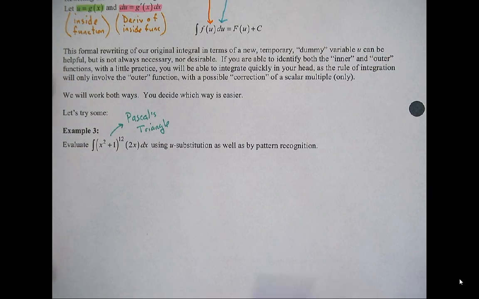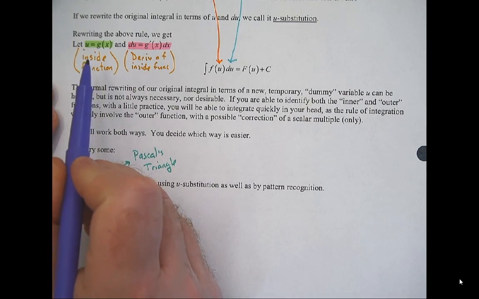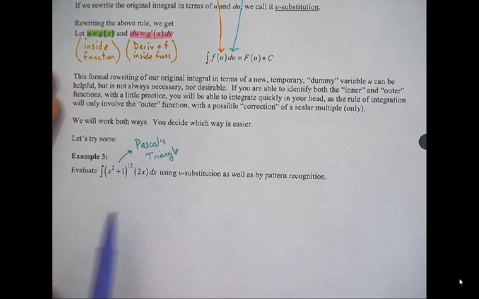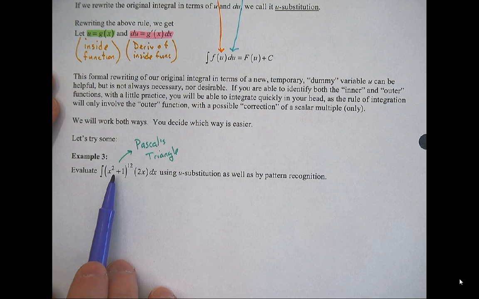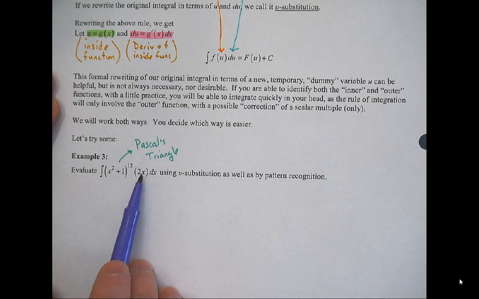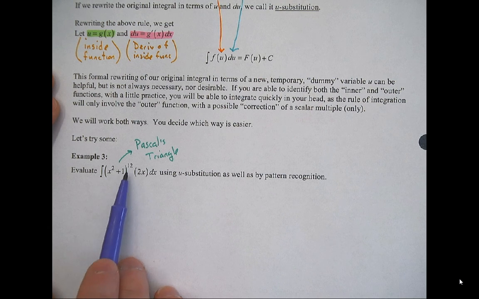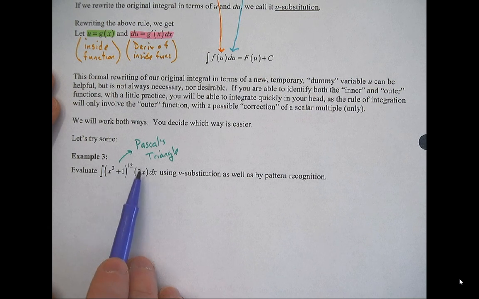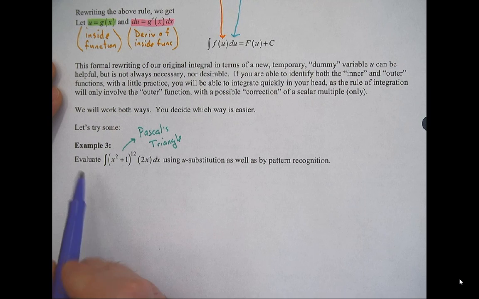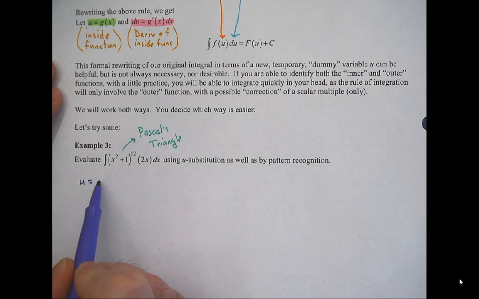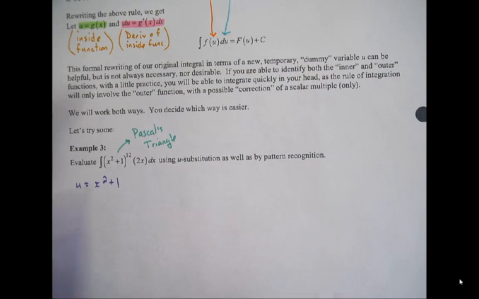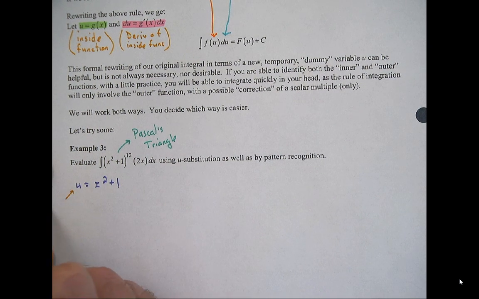So I want to pick what u is. U is my inside function. So looking at this piece, I kind of feel like there's two things inside because I got two things inside of parentheses. You usually want to pick the most complicated piece. So this is more complicated than this grouping. So I'm going to start with this as my u. So u is equal to x squared plus 1. Remember, u is your inside function.